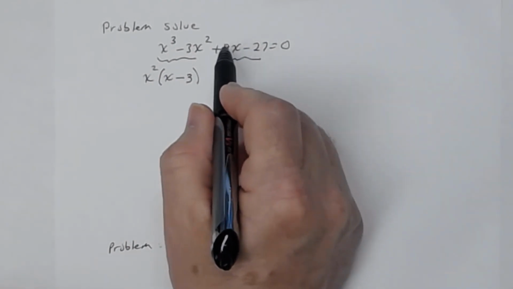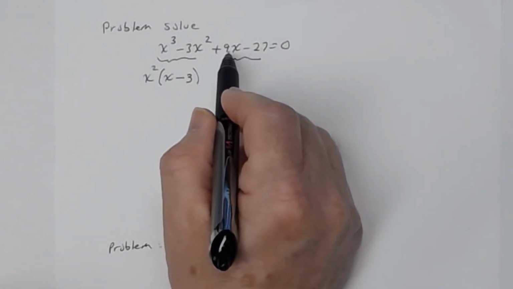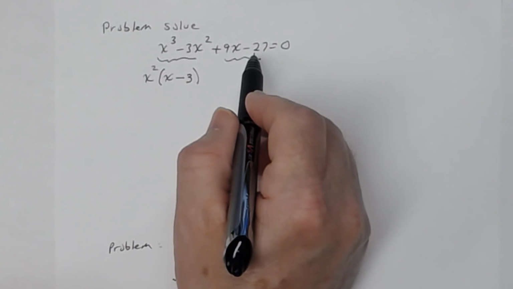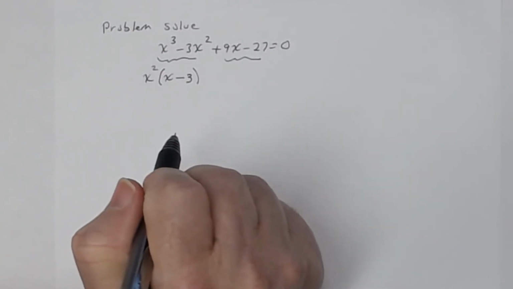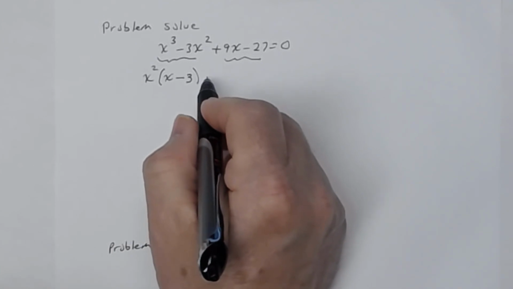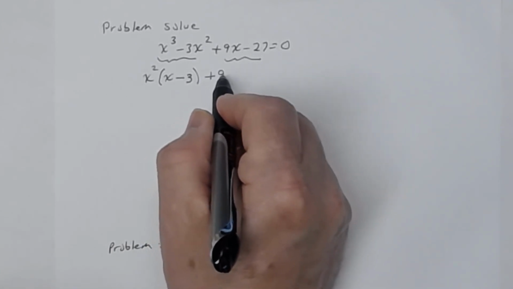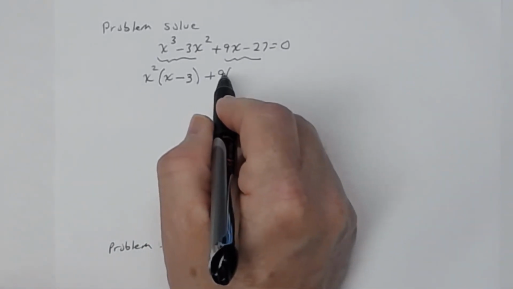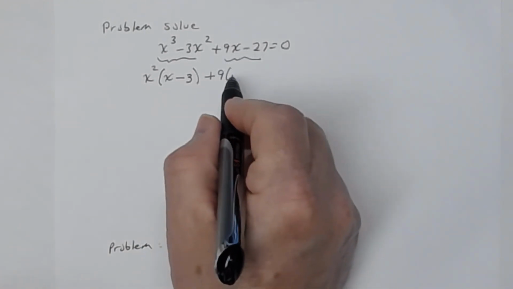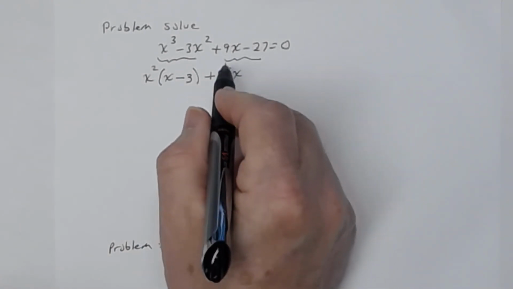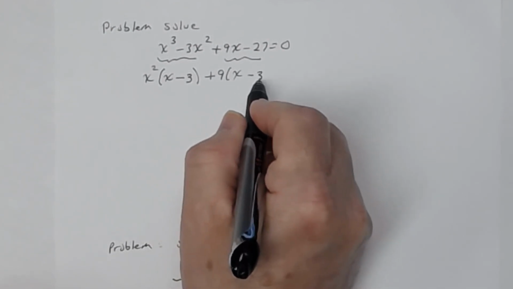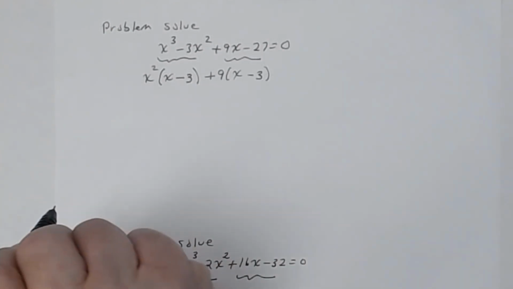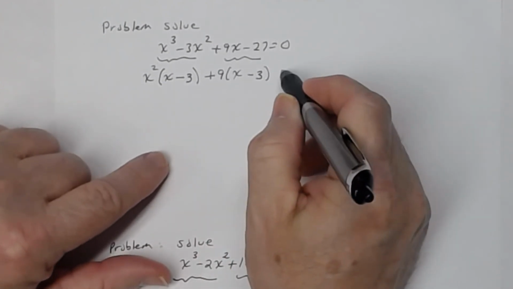So in this case, notice that I can factor out the greatest common factor of 9. 9 goes into 9x, and 9 goes into negative 27 evenly. So I'm going to go ahead and say plus 9 times, and then when I factor out a 9 from this term, you have x, because 9 times x is 9x. And then from this one, you'll say 9 times a negative 3 is a negative 27. And then don't forget to say equals 0.